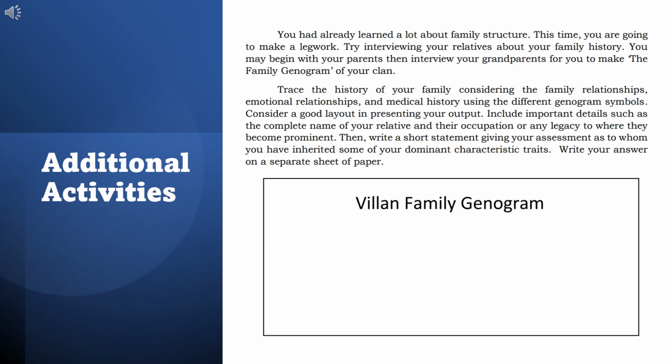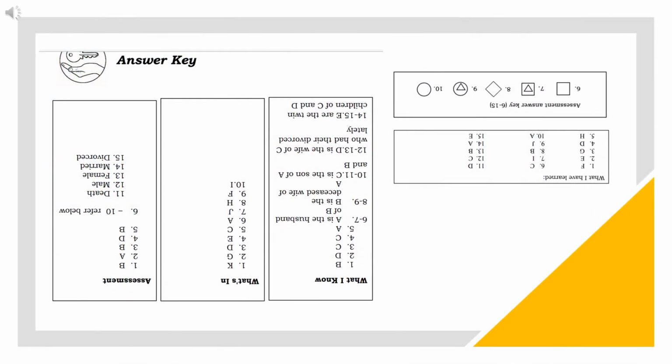Include important details such as the complete name of your relative and their occupation or any legacy for which they became prominent. Then, write a short statement giving your assessment as to whom you have inherited some of your dominant characteristic traits. Write your answer on a separate sheet of paper. Here is the answer key.